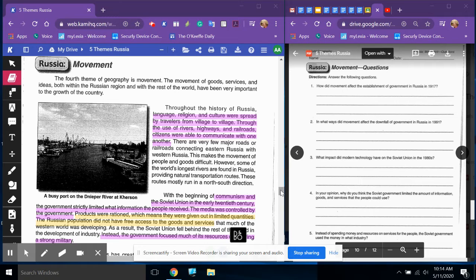There are very few major roads or railroads connecting eastern Russia with western Russia. This makes the movement of people and goods difficult. However, some of the world's longest rivers are found in Russia, providing natural transportation routes. These routes mostly run in a north-south direction.